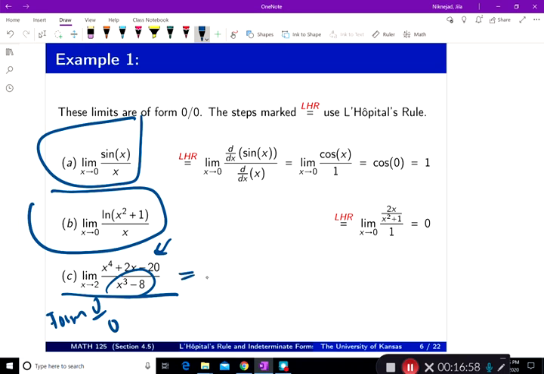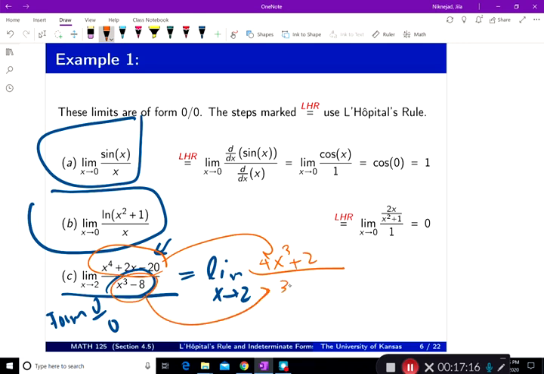So let's use L'Hopital rule. Again, limit as x approaches 2 is the same. Then you take the derivative of the numerator, put it in here, which is going to be 4x to the third plus 2, and the derivative of the denominator, which is 3x squared. Now, if I plug in 2 in here, I get 4 times 8 plus 2, which is 34. And in the bottom, I get 12. So now I can plug in and I get 34 over 12. That's much easier than factoring.